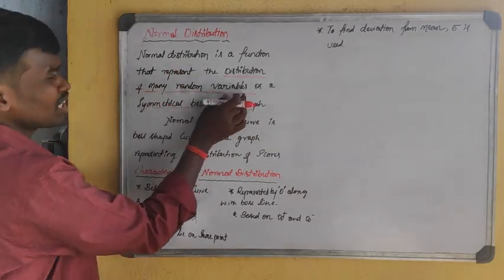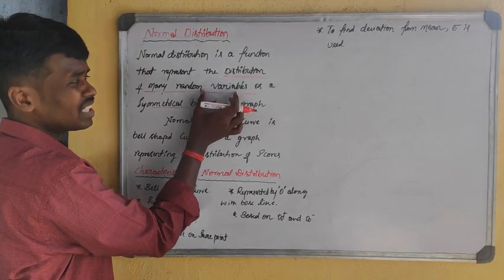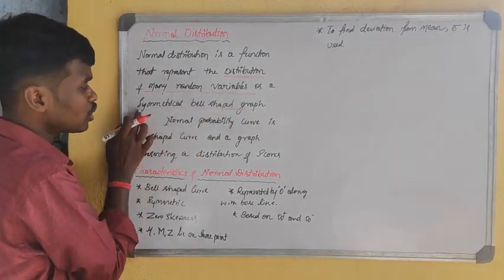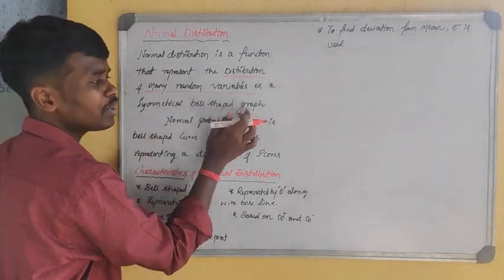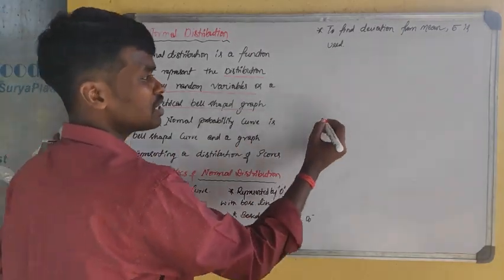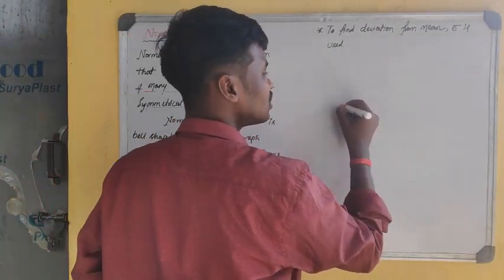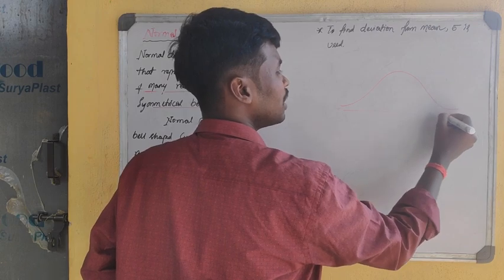See, how will it distribute the random variables? By using a symmetrical bell-shaped graph. So this is a symmetrical bell-shaped graph.